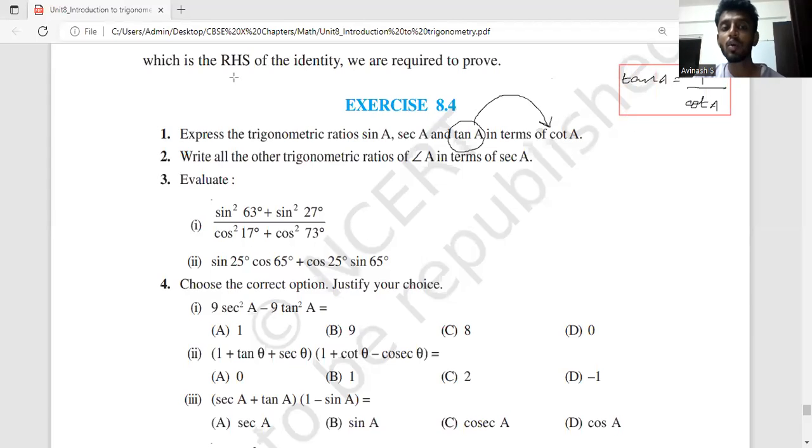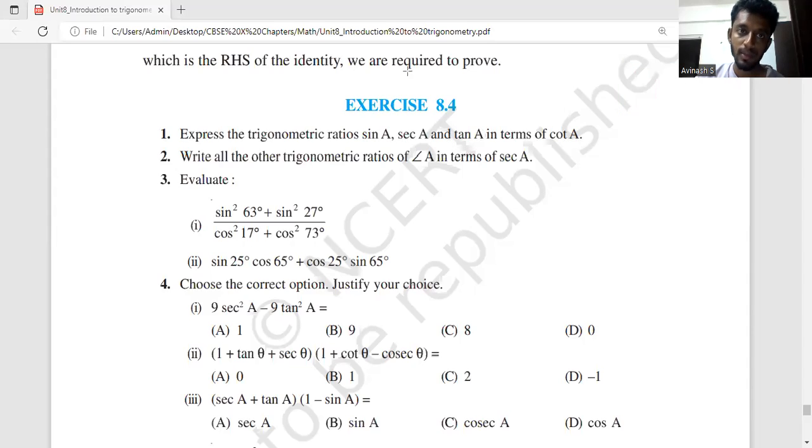So the second question is also quite similar. They have asked us to represent all other trigonometric ratios in terms of sec. So what they mean by that is, except sec, what all the other trigonometric ratios we have? Basically we have sin A, we have cos A, we have tan A, we have cosec A, and also we have cot A. So we have to represent all these 5 trigonometric ratios in terms of sec.